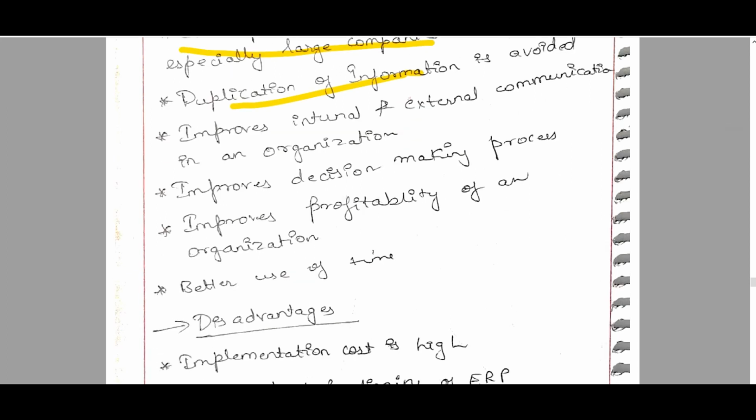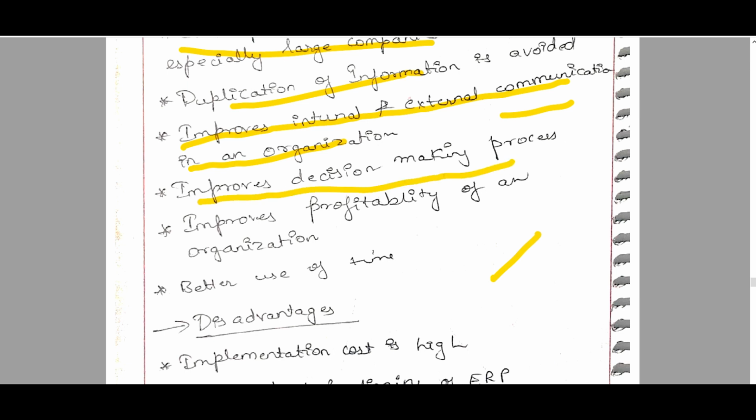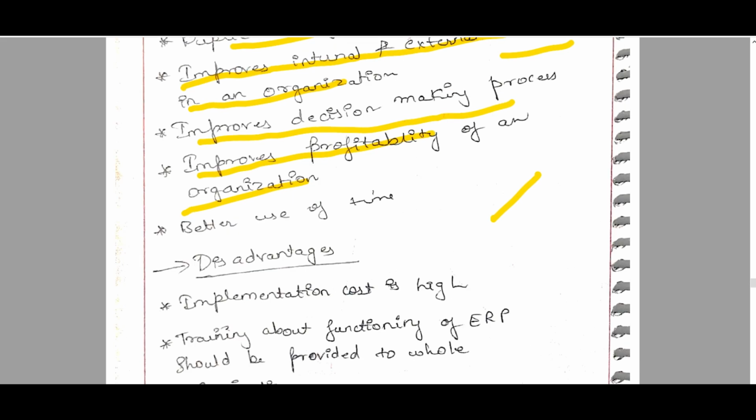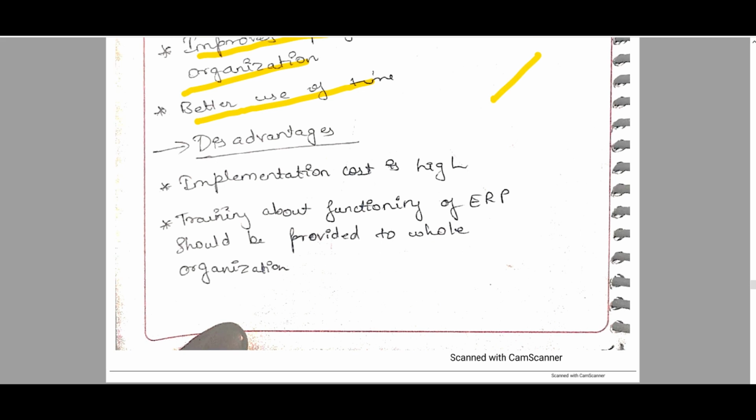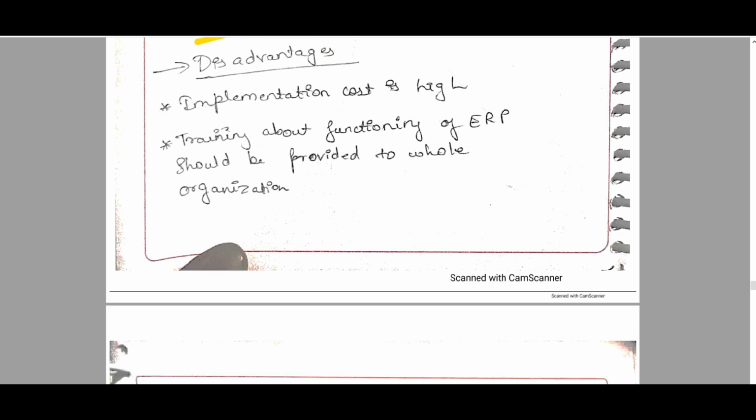It involves internal and external communication. It improves internal and external communication, like the top level management can communicate easily to the staff, the lower level employee. It improves decision making power. It improves profitability of an organization. With the help of ERP, time can be used better and more efficiently. What are the disadvantages?